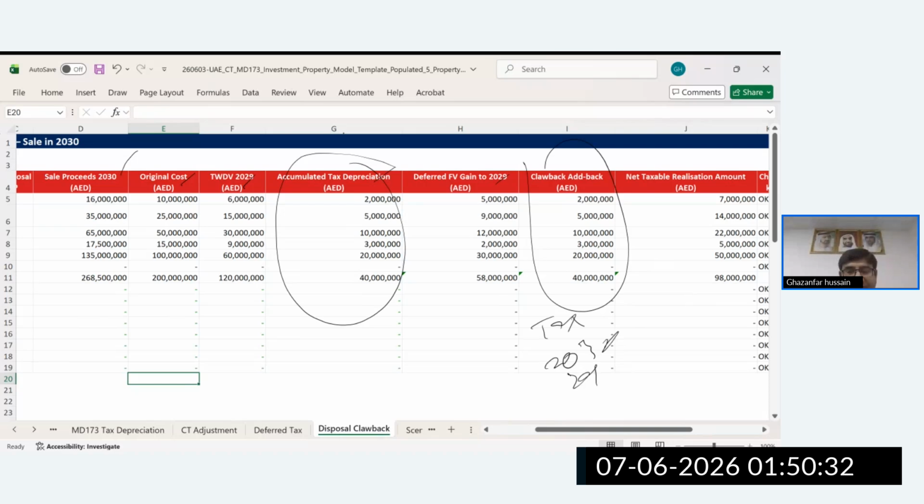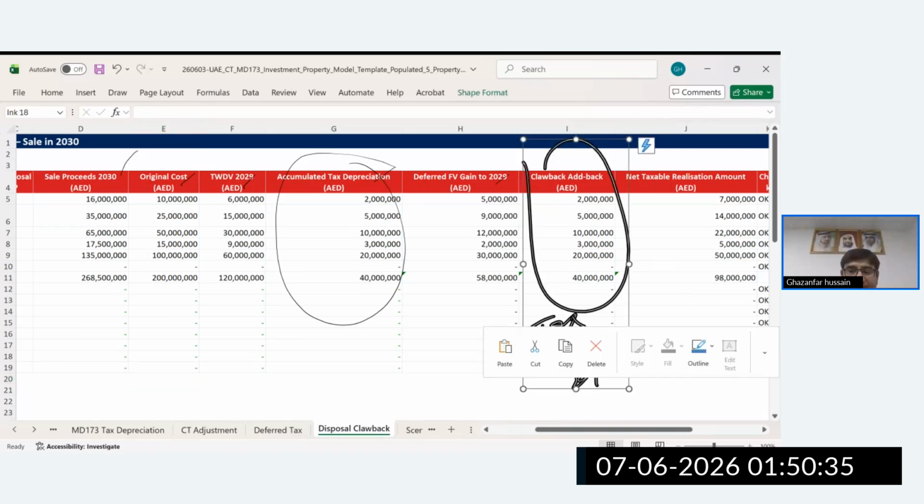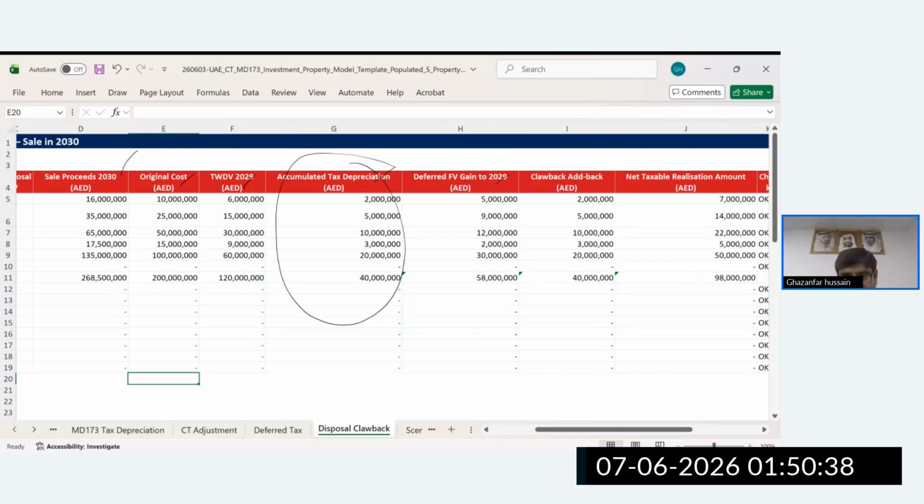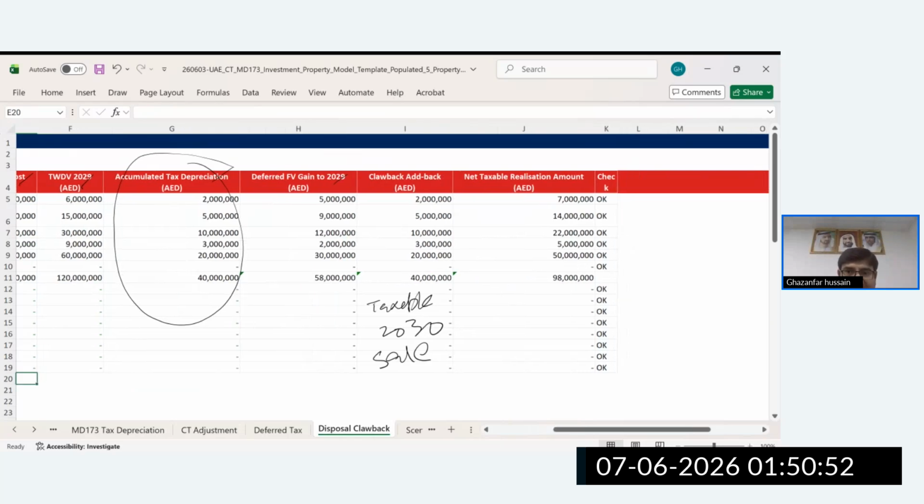2030, in the year of sale, will pay tax in 2030 on sale. So this is the net realization value here. Net tax realization value. So that also you can check the formulas over here, how these figures are getting calculated. Deferred tax gain plus the clawback, right? So this is what we previously excluded. Now we are adding it over there.